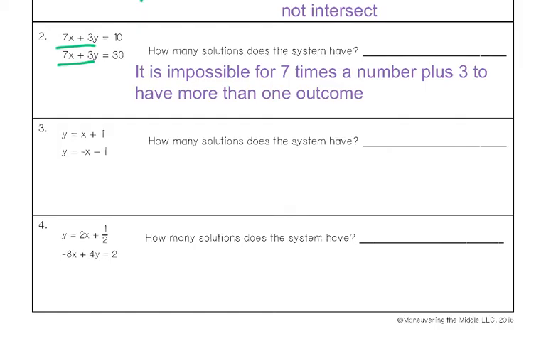It's impossible for 7 times a number plus 3 to have more than one outcome. So how many solutions does the system have? None. This is another example where there would be no solutions possible for this system of equations.